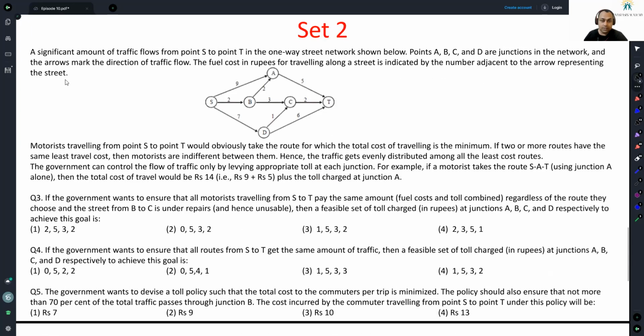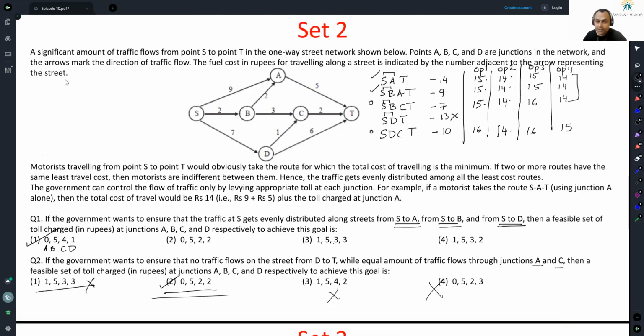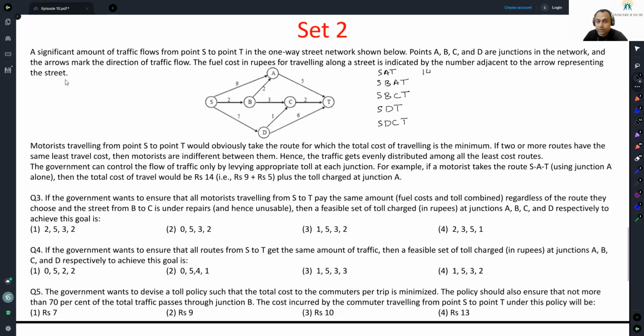Next bunch of questions, same storyline. So let me write down SAT, SBAT, SBCT, SDT, and SDCT. What were the base charges? 14, 9, 7, 13, 10. 14, 9, 7, 13, and 10. These are the fuel costs. These are there. Let's look at the next question.